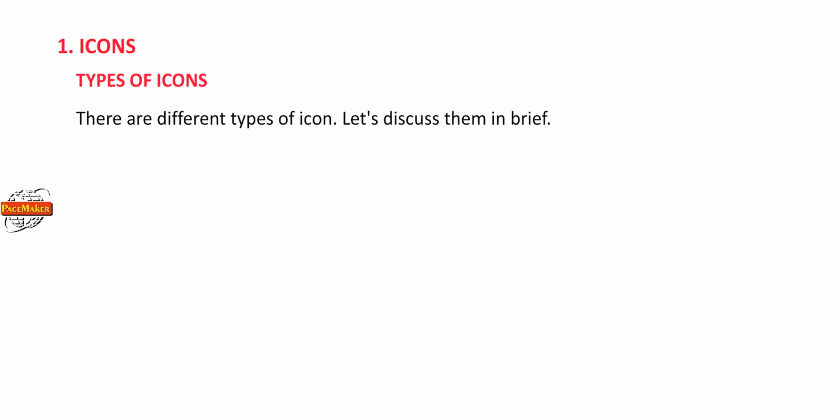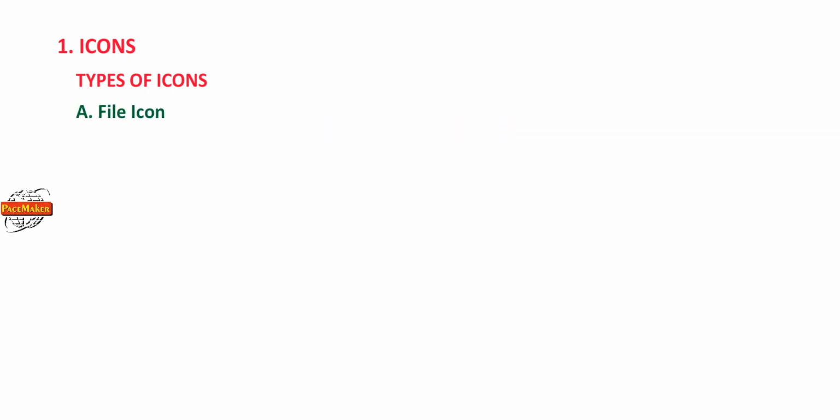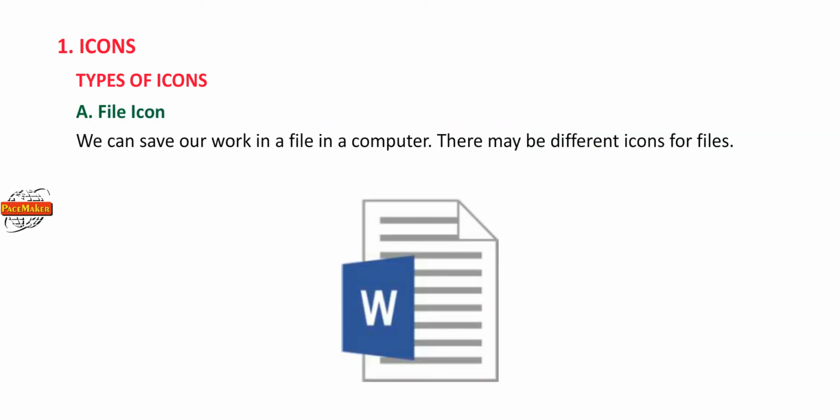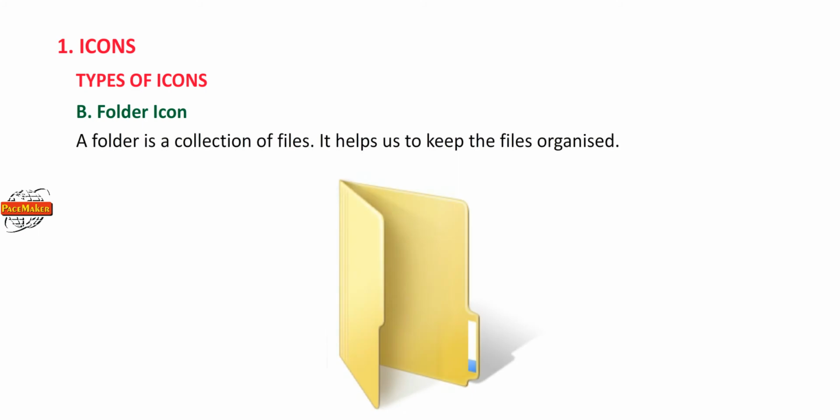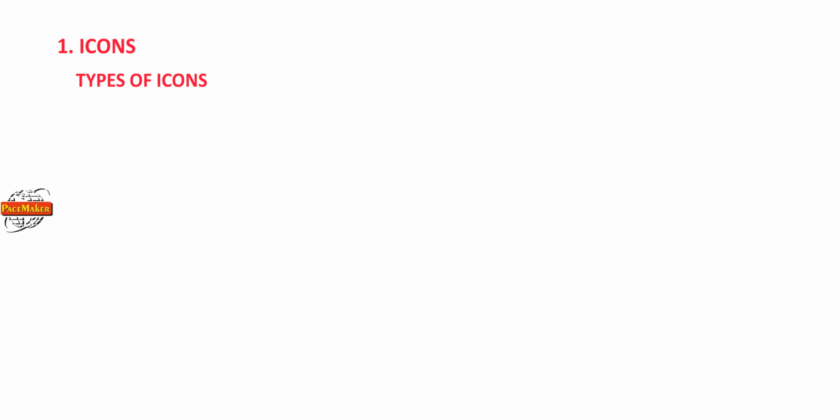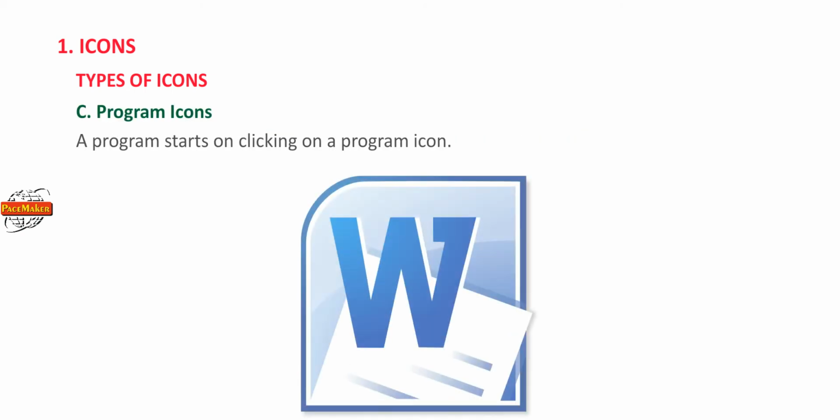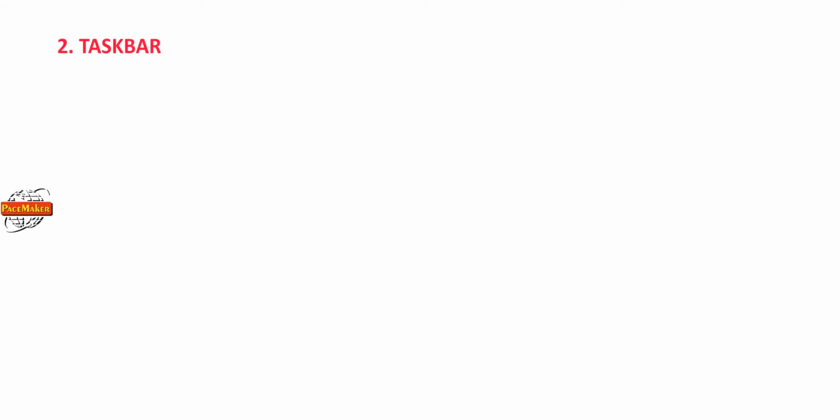Types of icons. There are different types of icons. Let's discuss them in brief. File icon. We can save our work in a file in a computer. There may be different icons for files. Folder icon. A folder is a collection of files. It helps us to keep the files organized. Program icons. A program starts on clicking on a program icon.